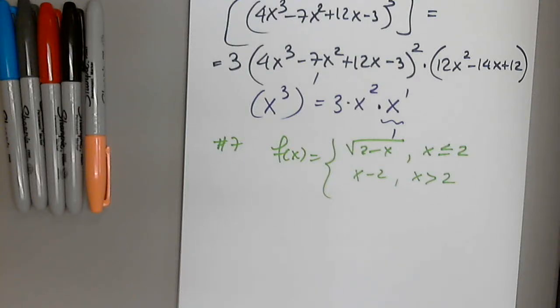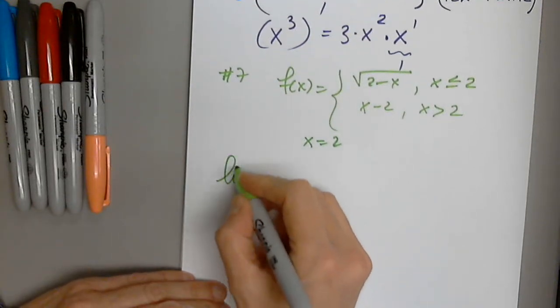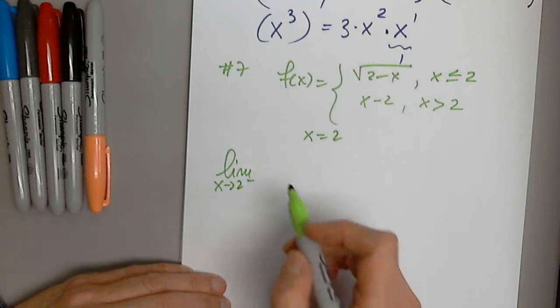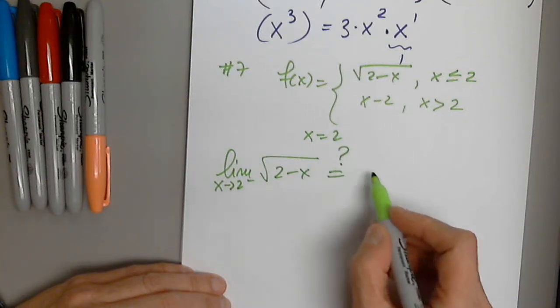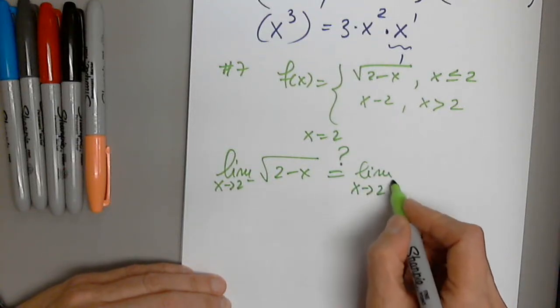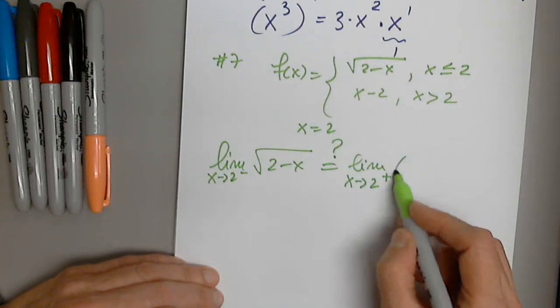So first of all, on this domain, the square root of 2 minus x will be continuous. On this domain, x minus 2 is a linear function, so it will be continuous. So the problem is only asking us to see what happens at x equals 2. At x equals 2, I have to write the limit from the left of 2. Which function do I have from the left of 2? Very good. Does this equal the limit? I don't know. I'll come back and cross it out if it's not equal. So as x approaches 2 from the right, which function? x minus 2. Very good.